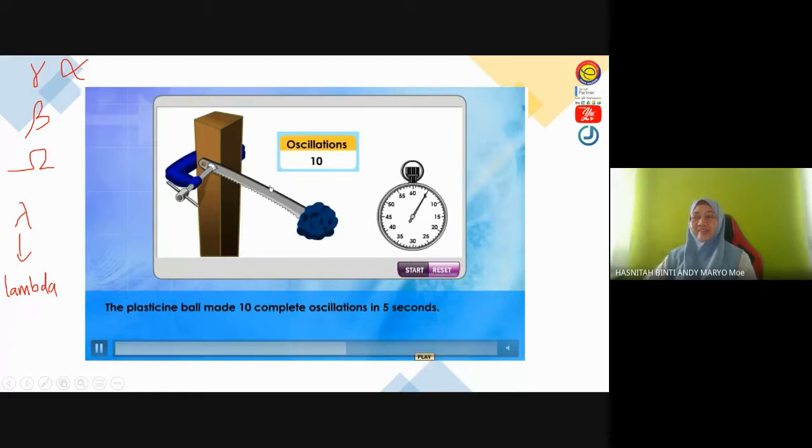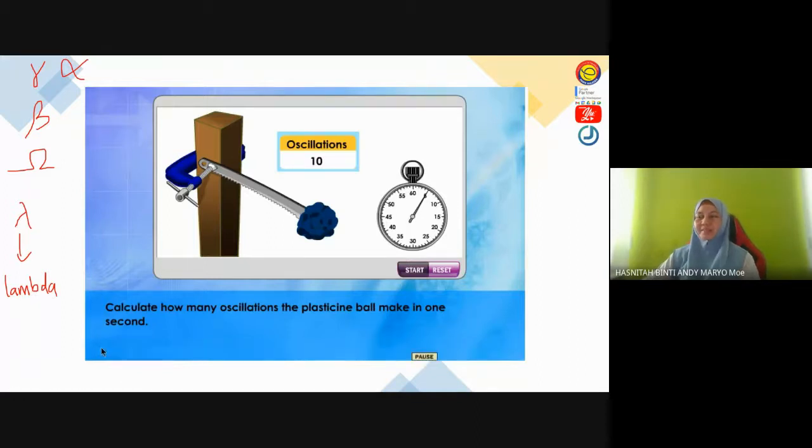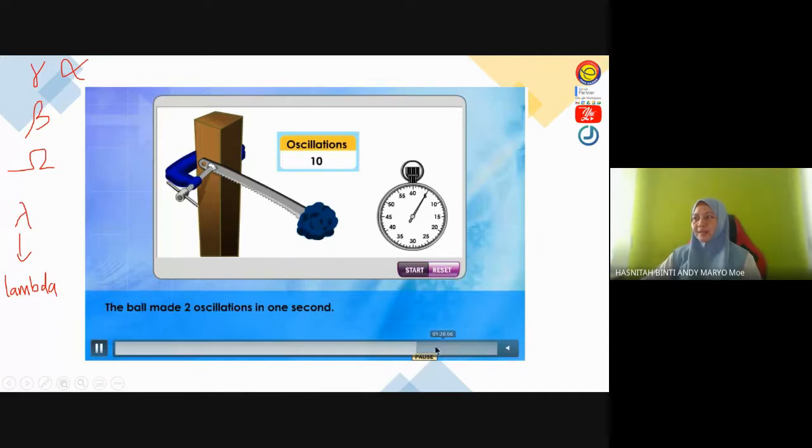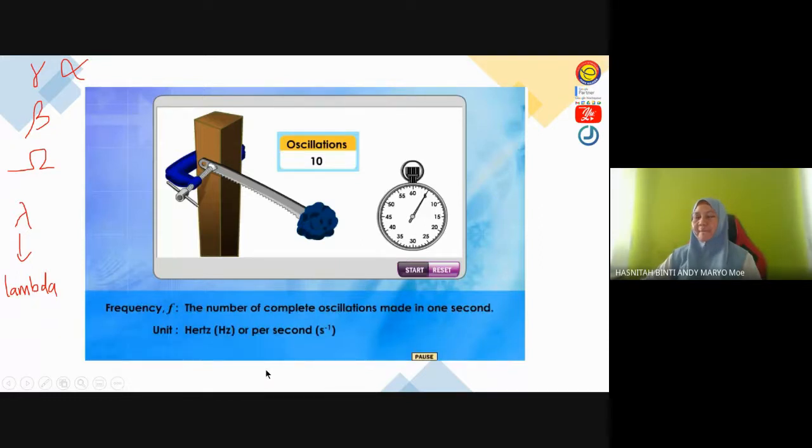You did it wrongly. 5 seconds is the total time for 10 oscillations. So to get one oscillation, which gives you the period, 5 divided by 10, so it will be 0.5 seconds. You did very good. So this is how to find period. Again, what is period, students? Time taken for one complete oscillation.